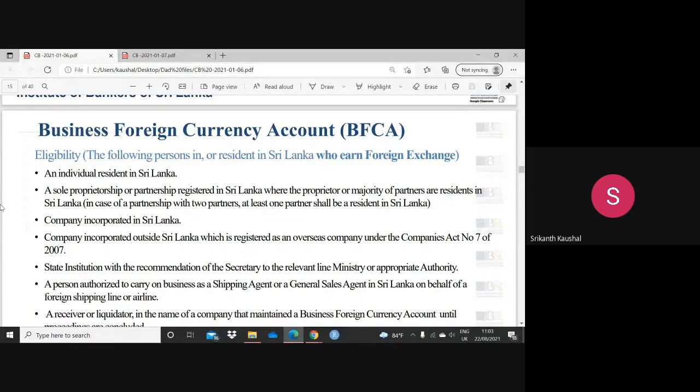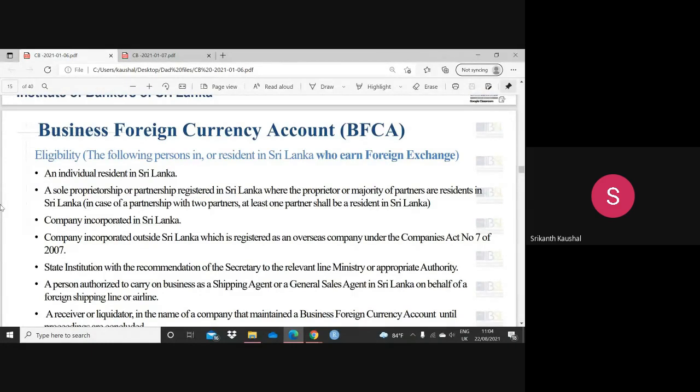So here, as I told you, an individual can open. PSC also an individual can open. But PSC cannot be opened by any business entity. It is only personal category. Then a sole proprietor or a partnership, right? If they are earning by exporting goods or services, they are eligible. Then the company incorporated in Sri Lanka, they are also eligible.